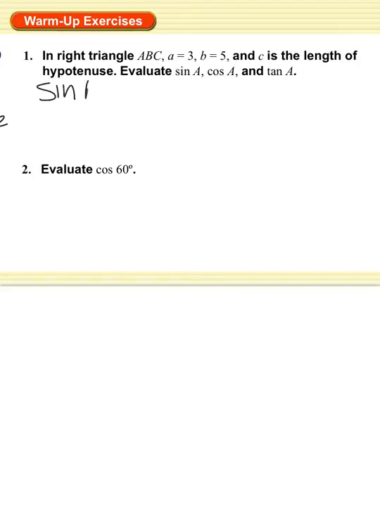Sine A, so sine equals opposite over hypotenuse. So this is C, A is 3, so this is angle A, B is 5, so this is angle B. So I've got sine A is opposite over hypotenuse, 3 over root 34. Let's rationalize it. Multiply by root 34 over root 34. I get 3 root 34 over 34.